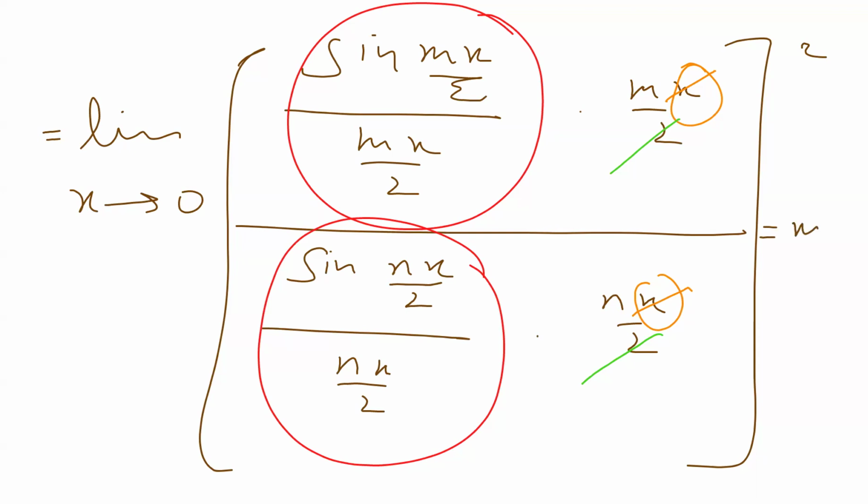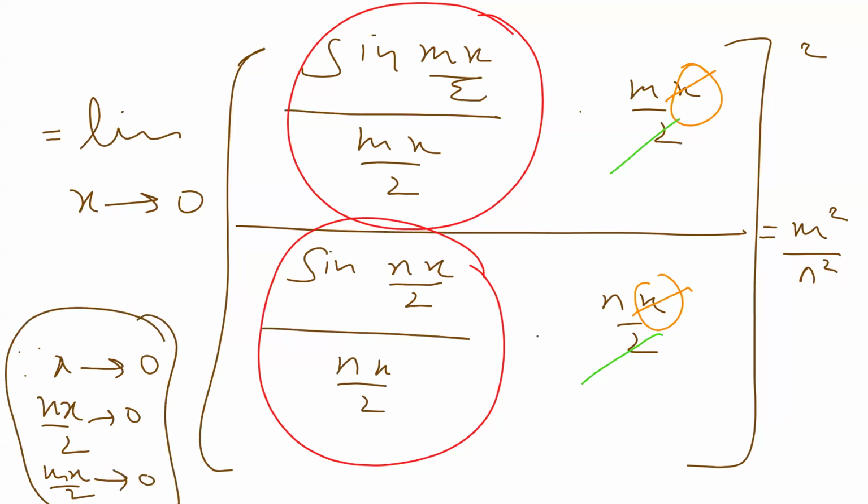Correct. M square upon n square. Now one instruction I will give to the paper corrector: since x approaches 0, mx by 2 and nx by 2 approach 0 and mx by 2 also approaches 0. This you inform to the paper corrector.